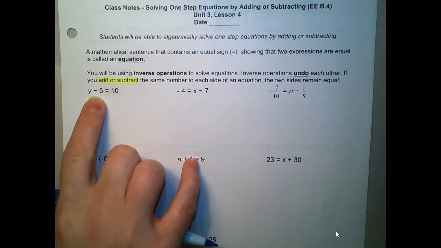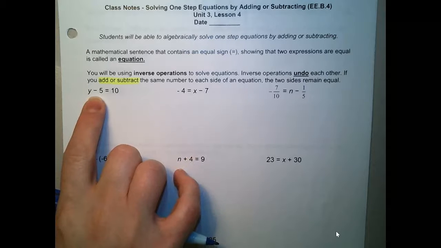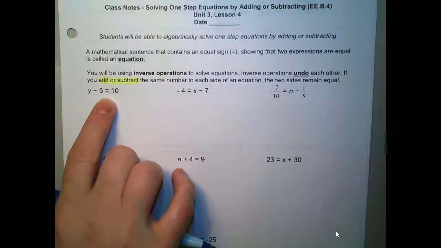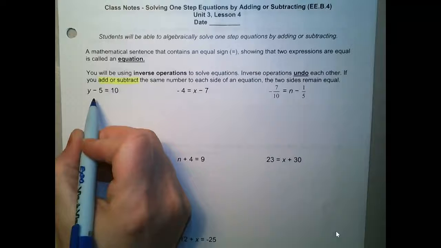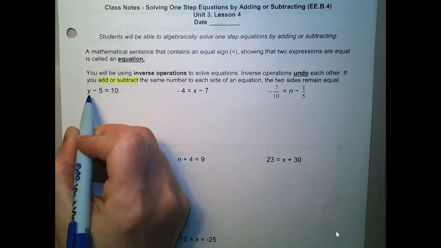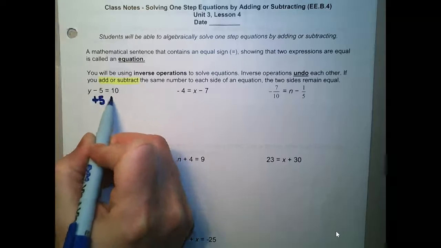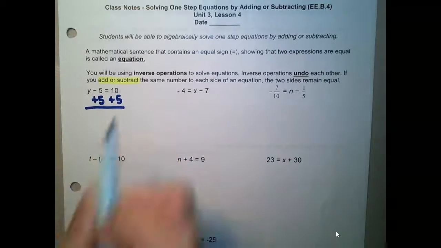So the inverse, or the opposite of subtracting 5 from the variable we're trying to find, would be to add 5. And in order to have things stay equal or balanced, we have to do things to both sides of the equation. So what we're going to do in order to get rid of this minus 5, our goal being to get the y by itself, we're going to add 5 on the left side of the equation and add 5 on the right side of the equation.